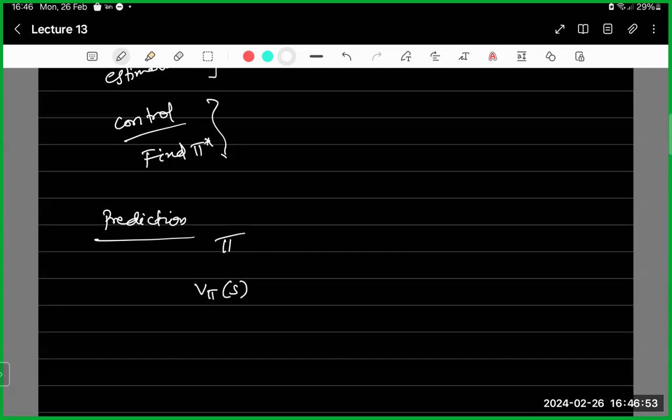What is V pi of S? What is the meaning of V pi of S? This is the discounted expected return, right? So what is return? Sum of rewards till you reach the end of the episode. So can't you think of a simple way to estimate V pi of S? Yeah, you keep playing according to pi and interact with the environment, keep playing according to pi. And then what?